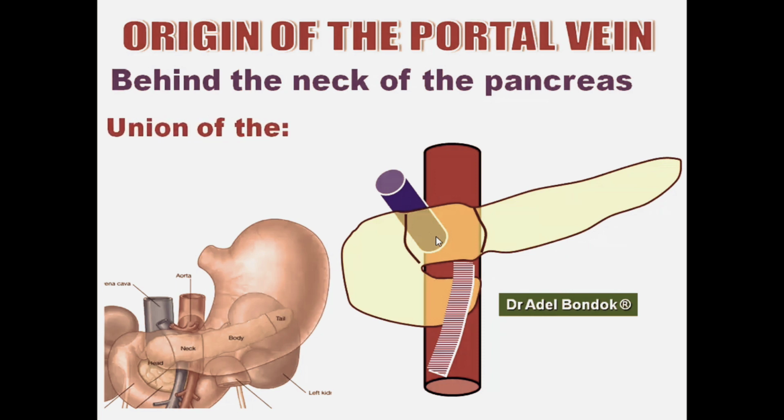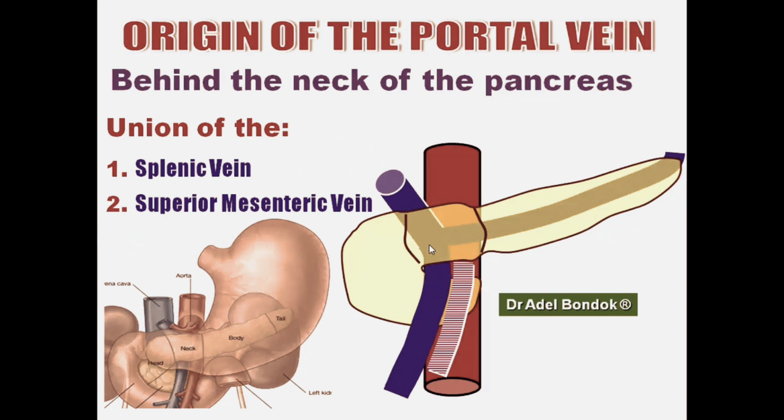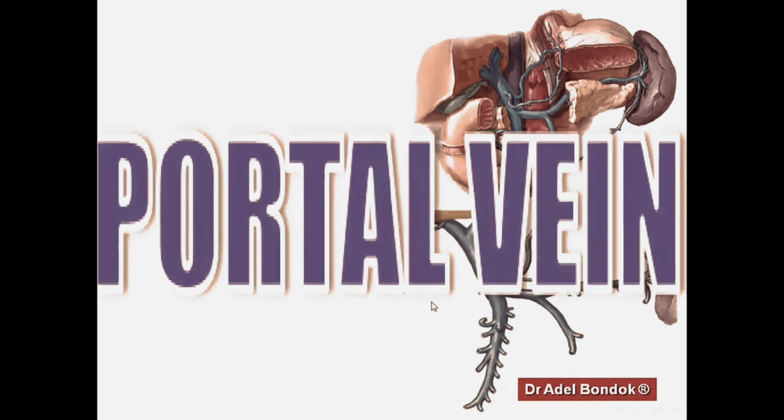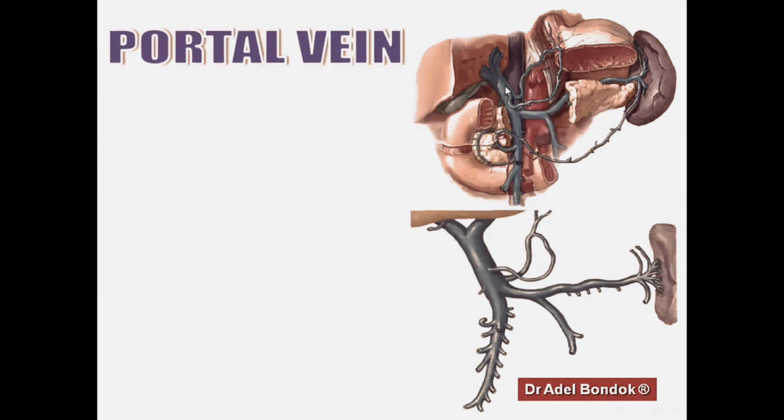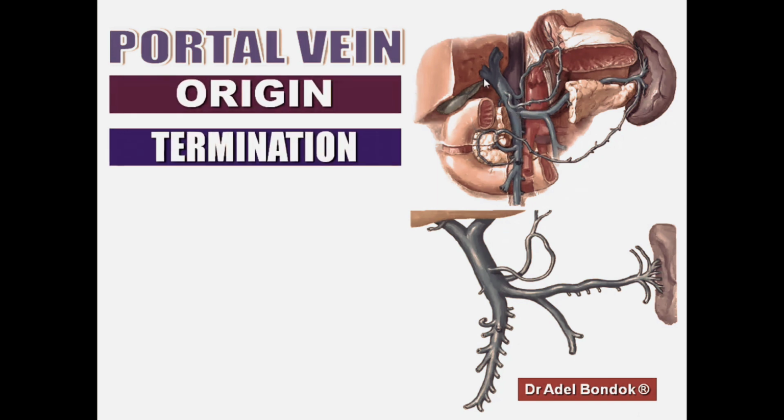Splenic vein and superior mesenteric vein. So origin of the portal vein is behind the neck of the pancreas, union of two veins, splenic vein and the superior mesenteric vein. This is the portal vein formed by union of splenic vein and the superior mesenteric vein behind the neck of the pancreas. It terminates at the porta hepatis by dividing into two branches, left branch and the right branch.